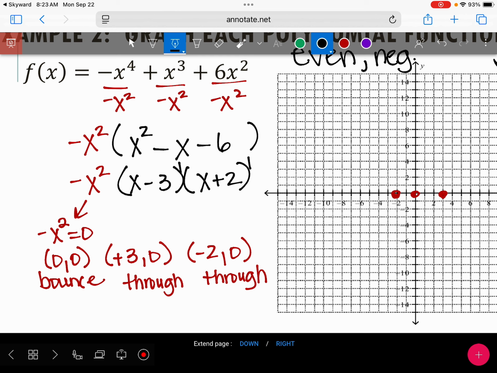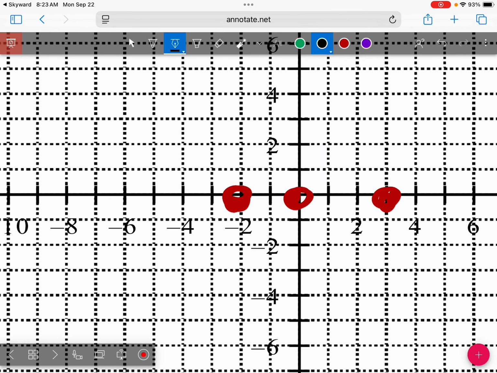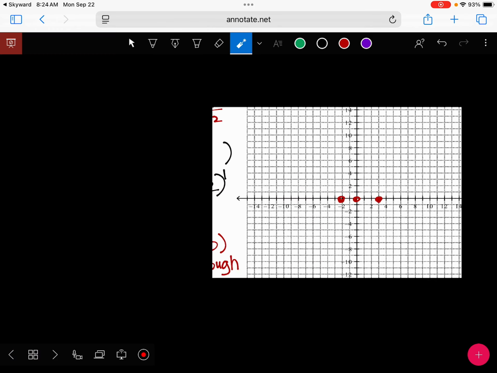All right, next step is find your midpoint. So let me zoom in. You have to go in the middle of your zero. So in between these 2 zeros, what is in between negative 2 and 0? All right, and then what's in between 0 and 3? 1.5. Good. Those are our 2 midpoints that we need to find.